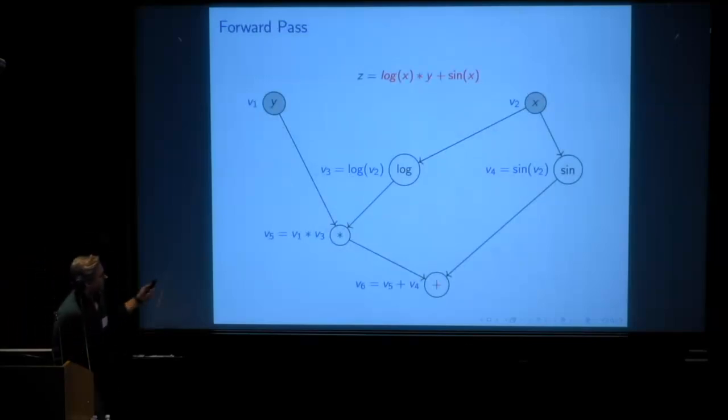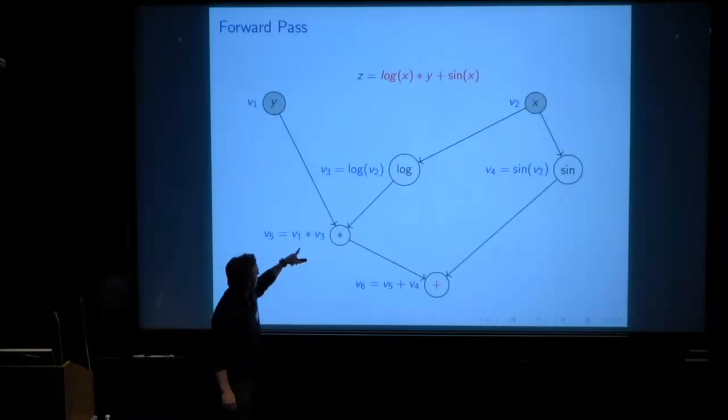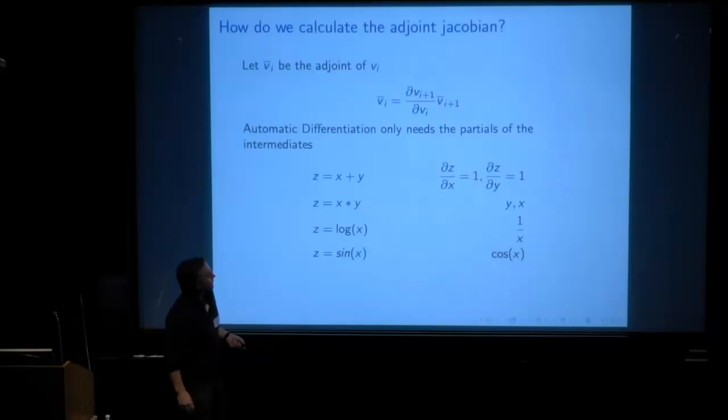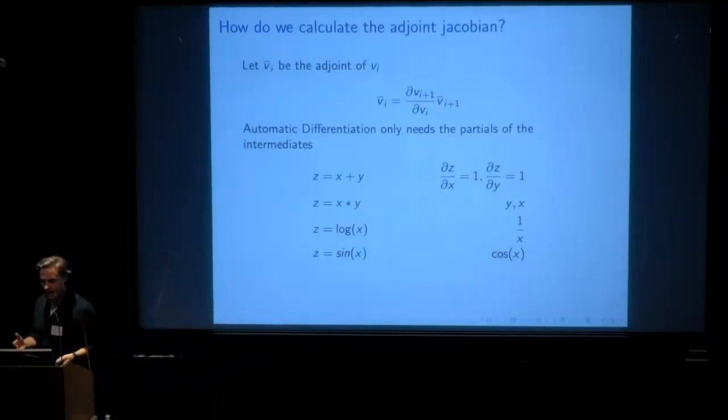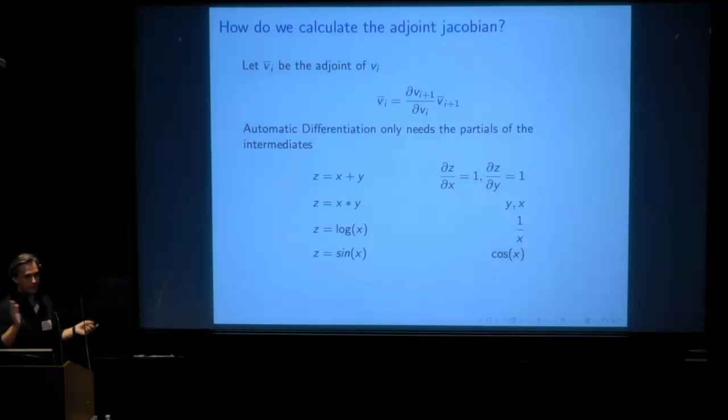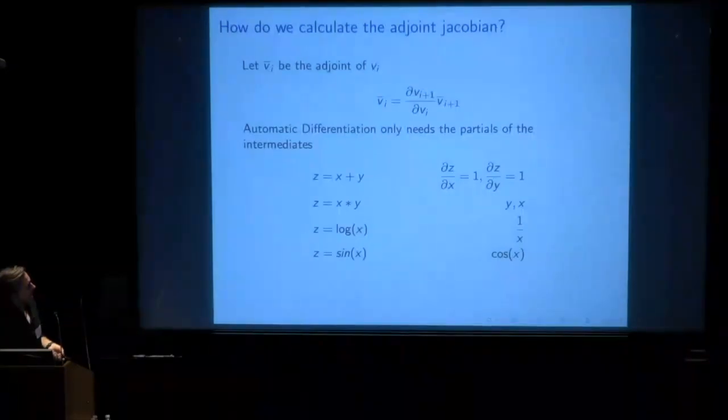Because we've broken this down into much smaller expressions, we just need Calc 1 level calculus to get the full adjoint, or sorry, partial derivative of our full expression. And you can see here, this is just basic Calc 1, x times y. The partial with respect to x is y, partial with respect to y is x. But these are just simple rules.